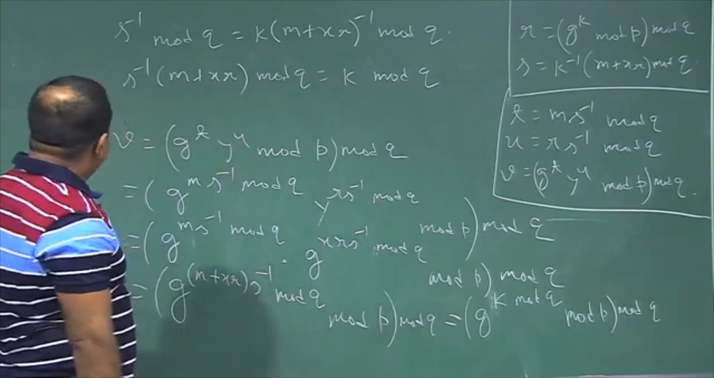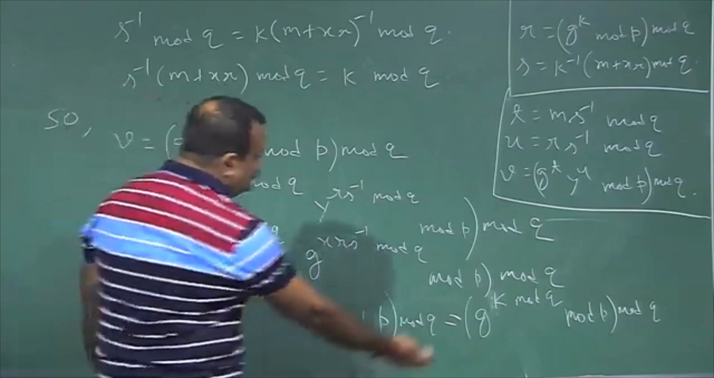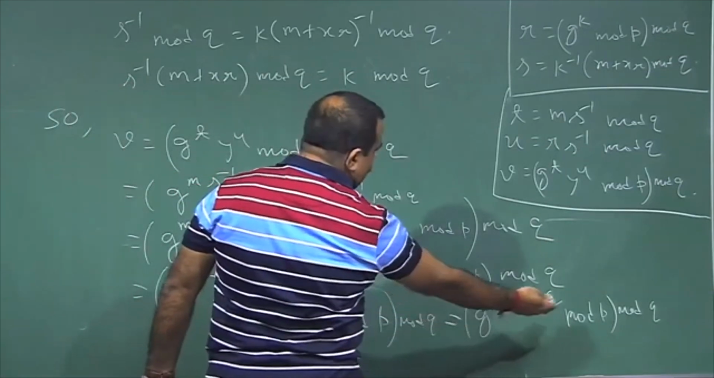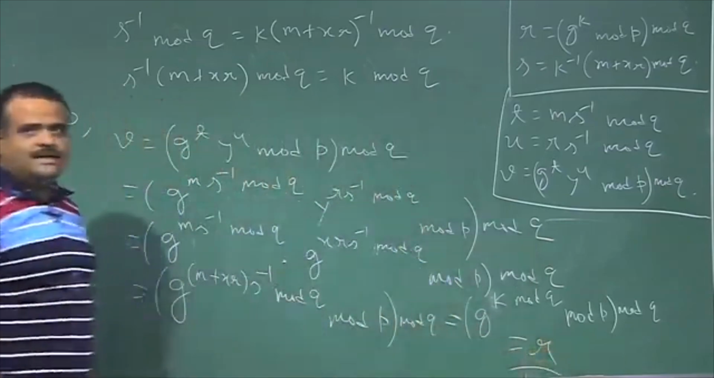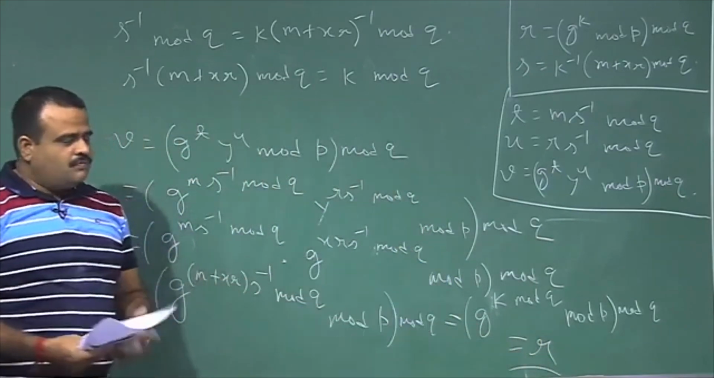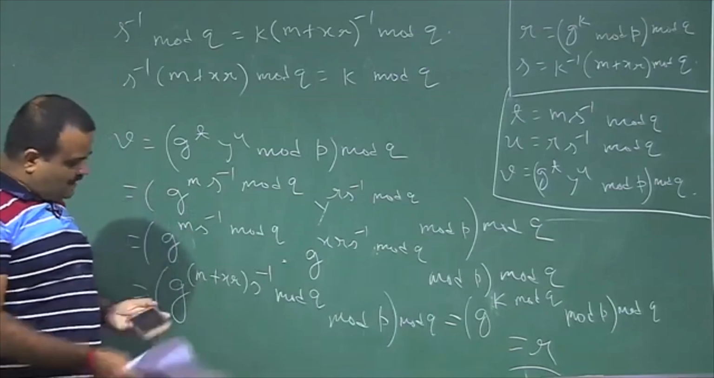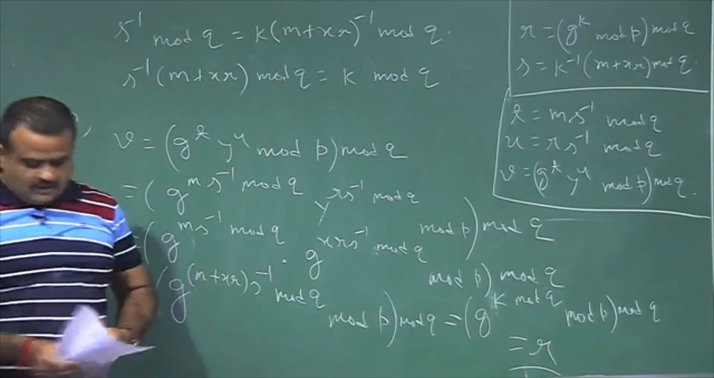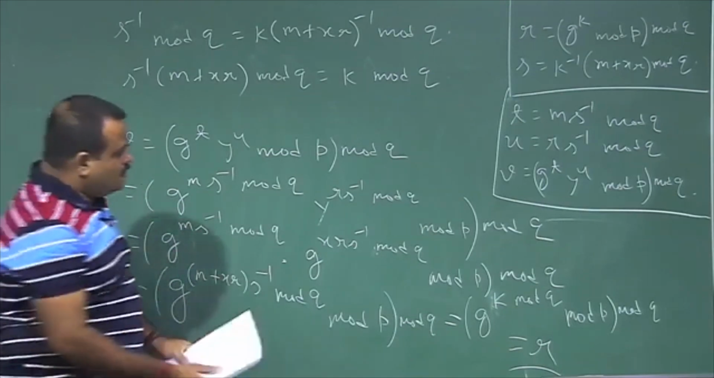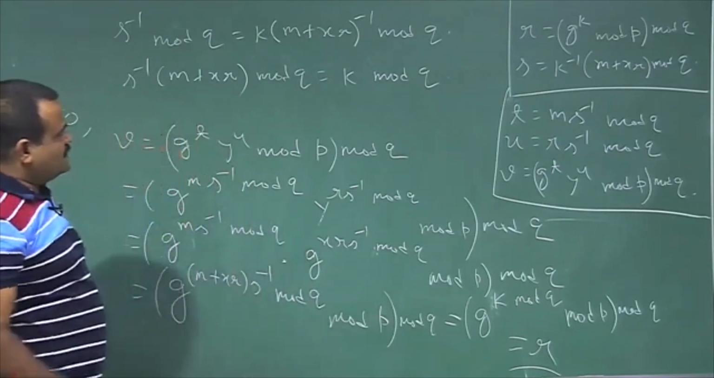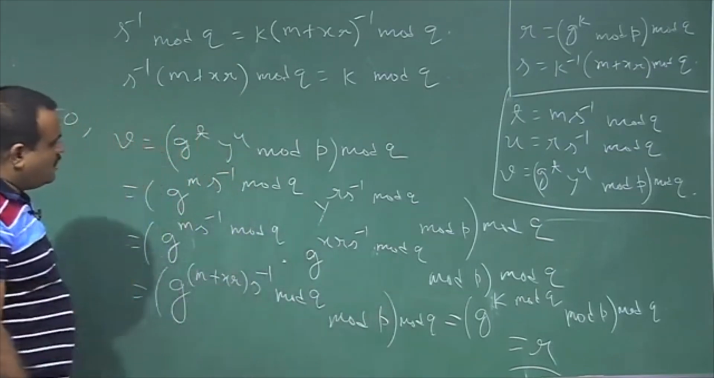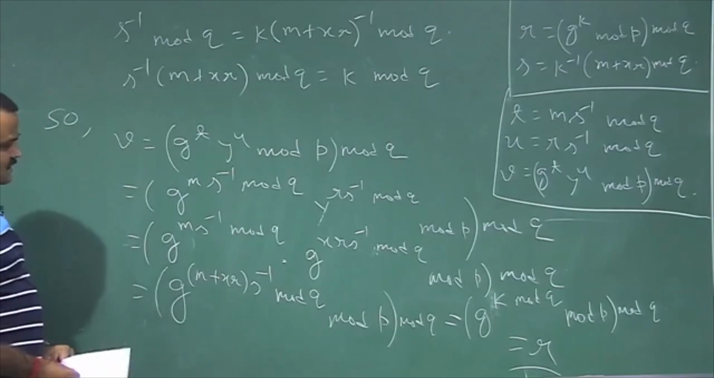Okay. So, this is basically r, g to the power k mod p. So, this is basically r, so this is valid. If we get this r back, then that is the verification. Okay. So, this is the digital signature standard.